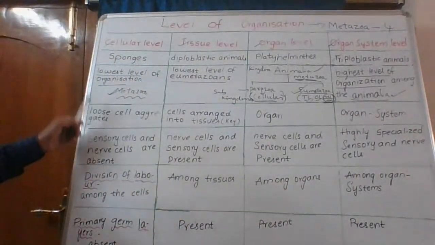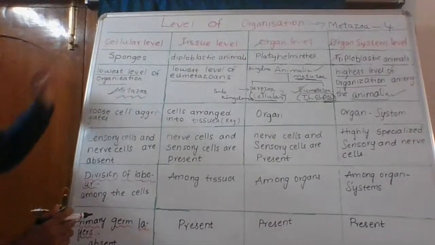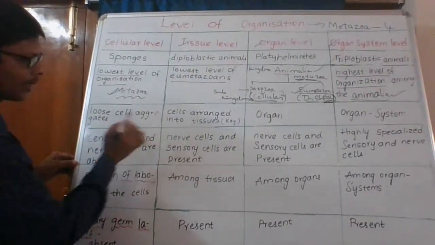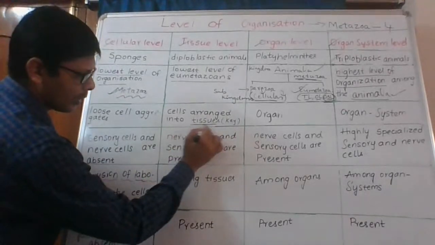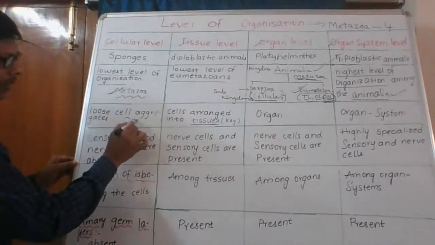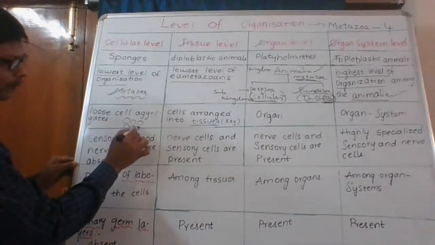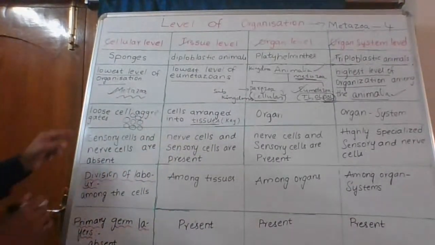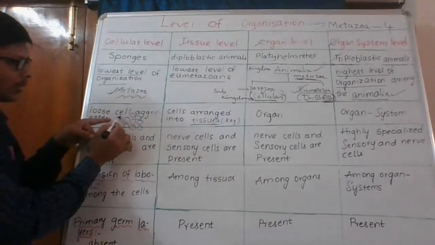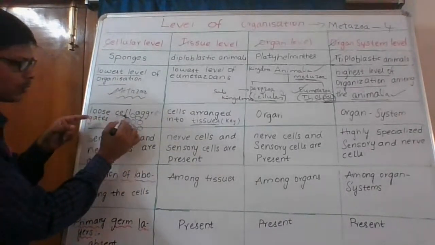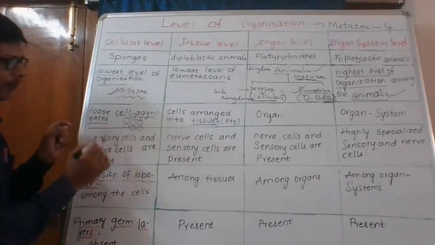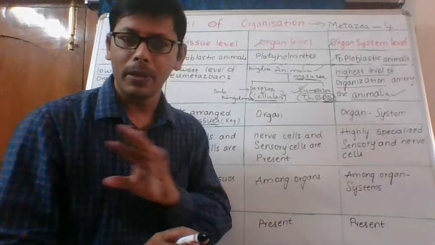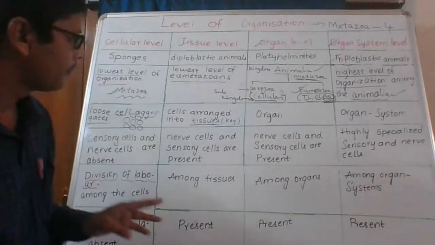Now come to the third one. In cellular level of organization, cells are loose cell aggregates, that means tissues are not formed here. Cells are loosely aggregated. This is a collection of cells. Tissues are not formed here. Loose cells are arranged as loose cell aggregates, but tissues are not present here.